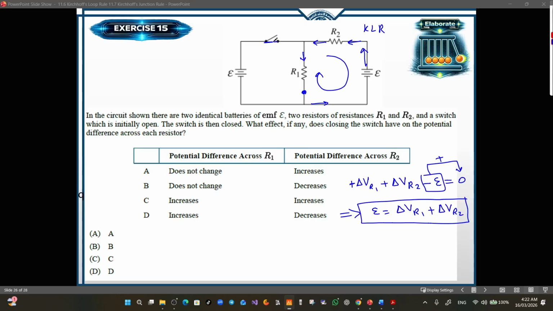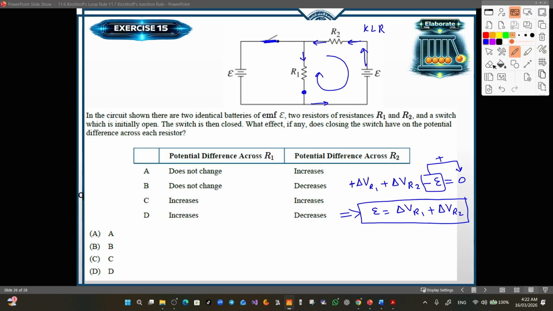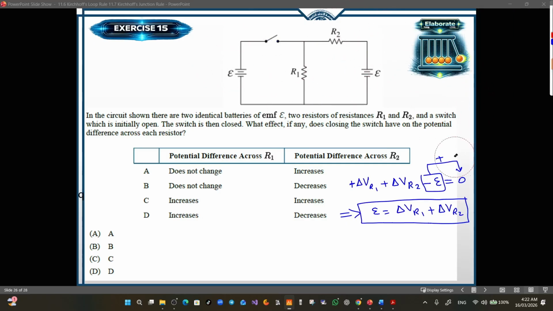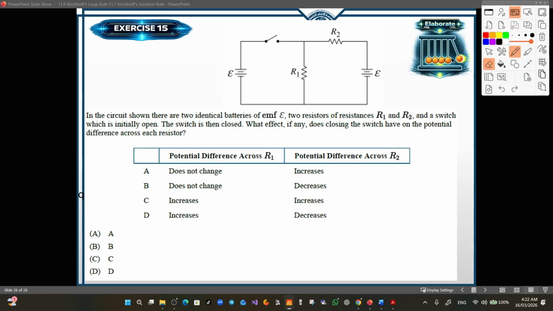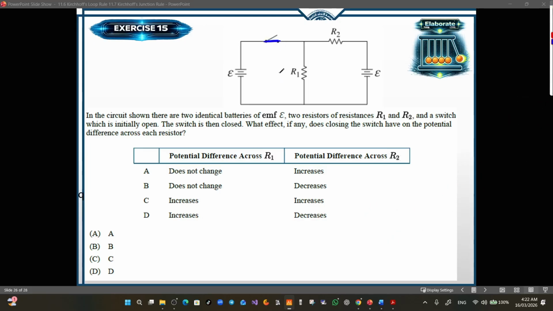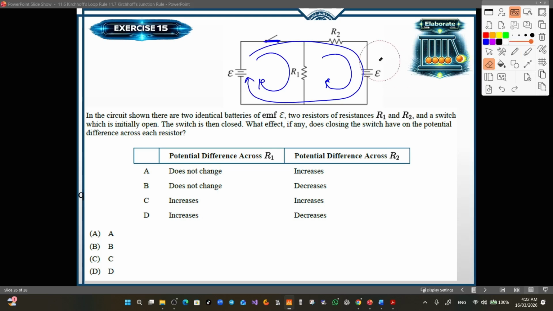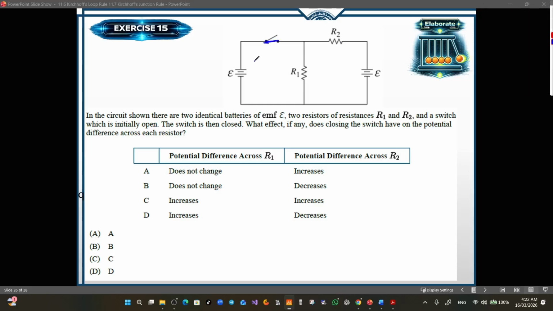Now, once we close the switch, this is the second trial, we will be able to deal with three closed loops. This is the first closed loop, this is the second closed loop, and the third one is the larger circuit. However, to evaluate what will happen to the electric potential difference across R1 and R2, I will use this loop first to find the potential difference across R1, and then we use it to find what will happen to the potential difference across R2.